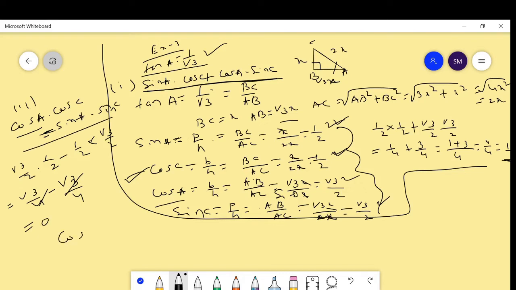The value of cos A into cos C minus sin A into sin C is equal to root 3 by 4 minus root 3 by 4, which is equal to 0. Okay. Then next question. Please students practice your worksheet.